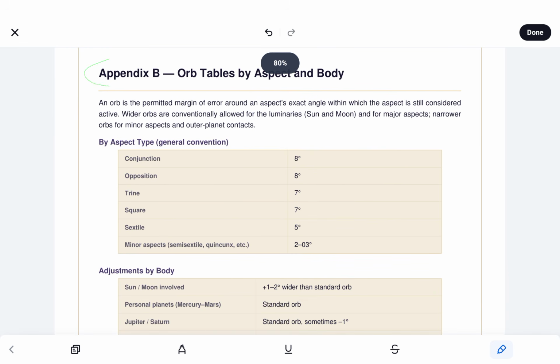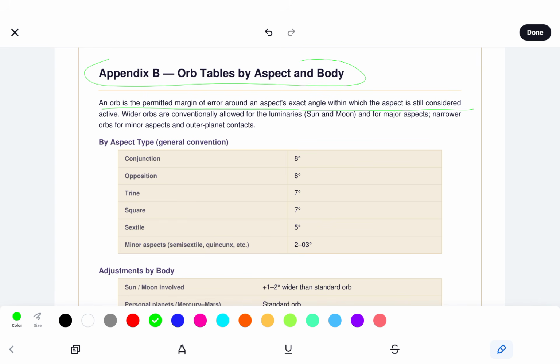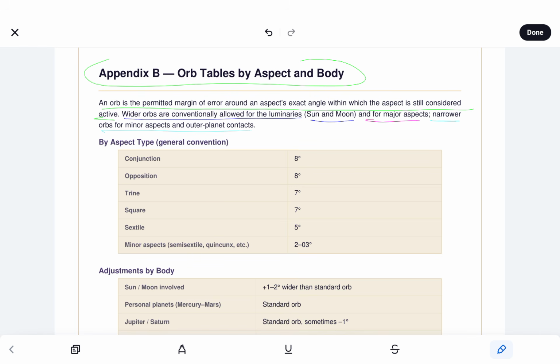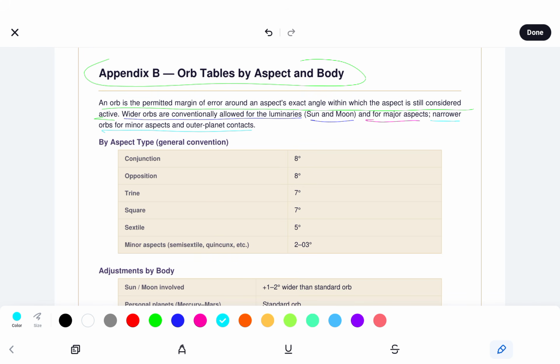And Appendix B is orb tables by aspect and body. An orb is the permitted margin of error around an aspect's exact angle within which the aspect is still considered active. Wider orbs are conventionally allowed for luminaries, Sun and Moon, and for major aspects, while narrower orbs are used for minor aspects and outer planet contacts.